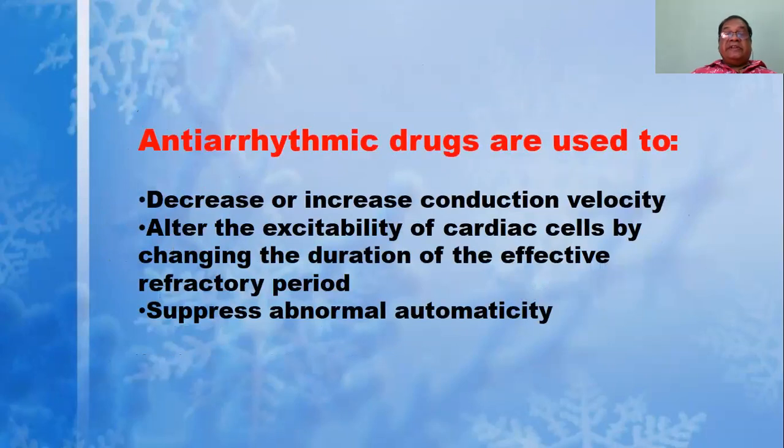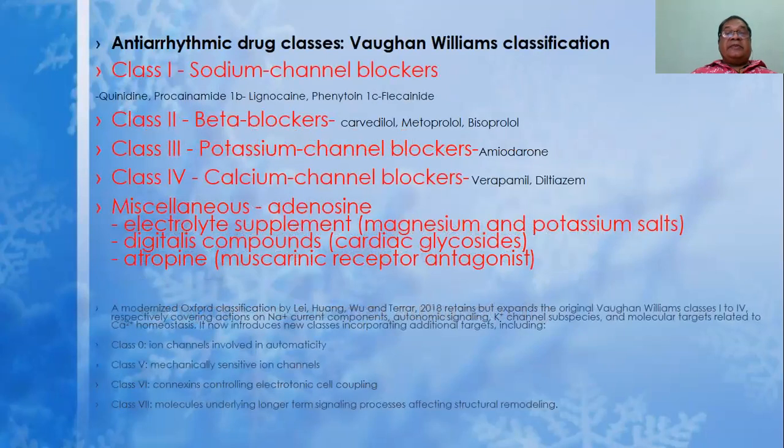Antiarrhythmic drugs are used to decrease or increase the conduction velocity and alter the excitability of cardiac cells by changing the duration of the effective refractory period. So the antiarrhythmic drugs are working on the conduction velocity and the refractory period. And also they can suppress abnormal ectopic or automatic focus so that the ectopic focus cannot come into play and ultimately the arrhythmia is stopped. Antiarrhythmic drugs have been classified classically by Vaughan and Williams from 1960 into several groups.